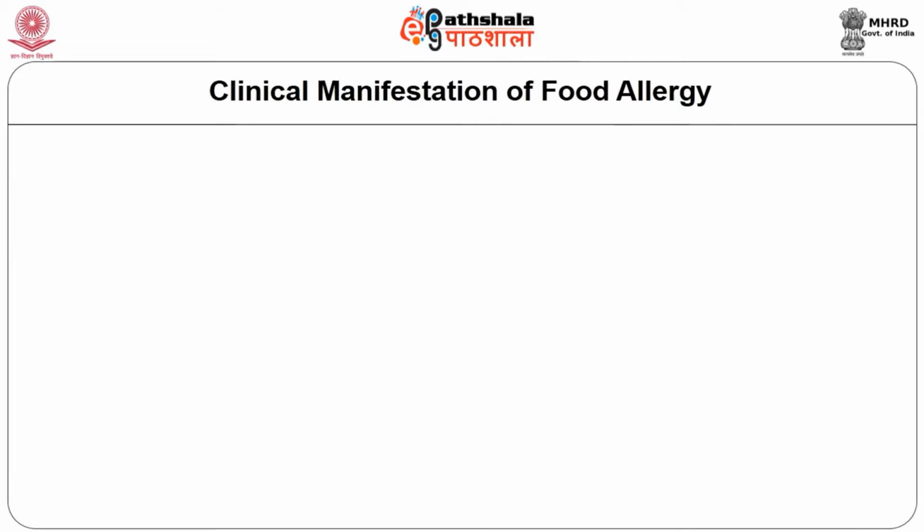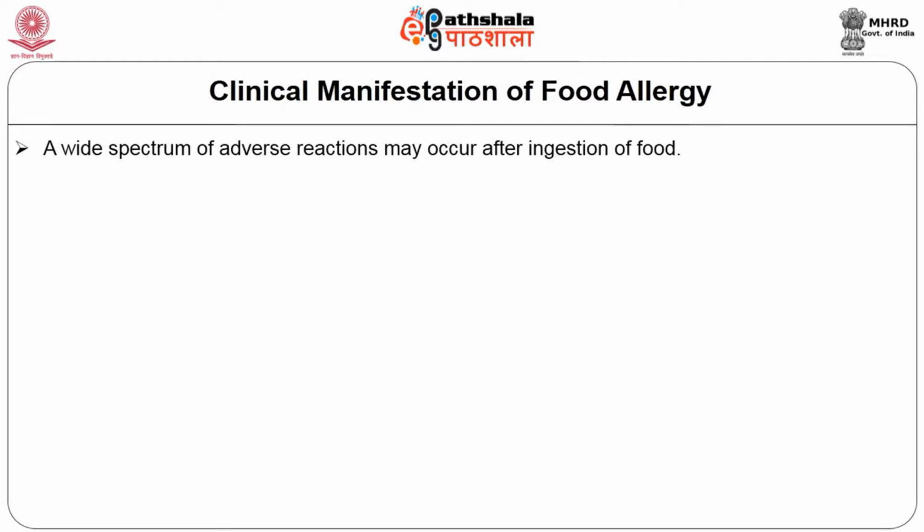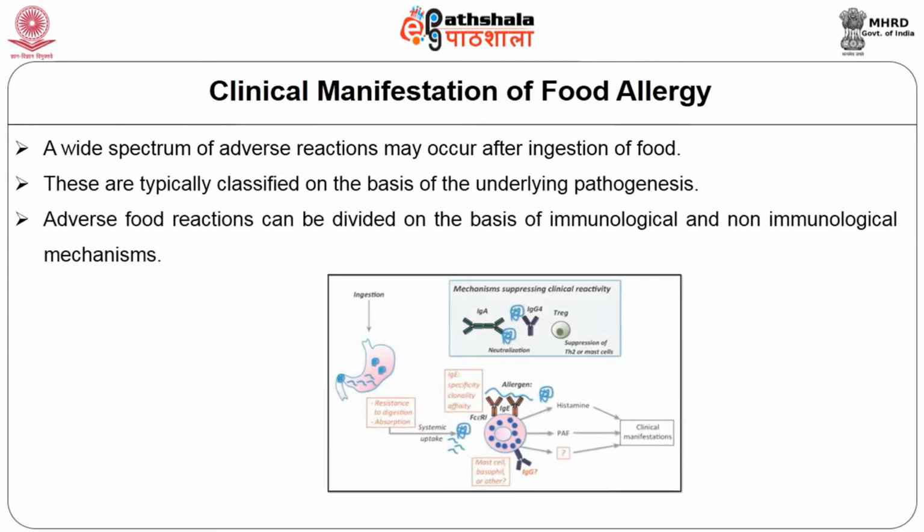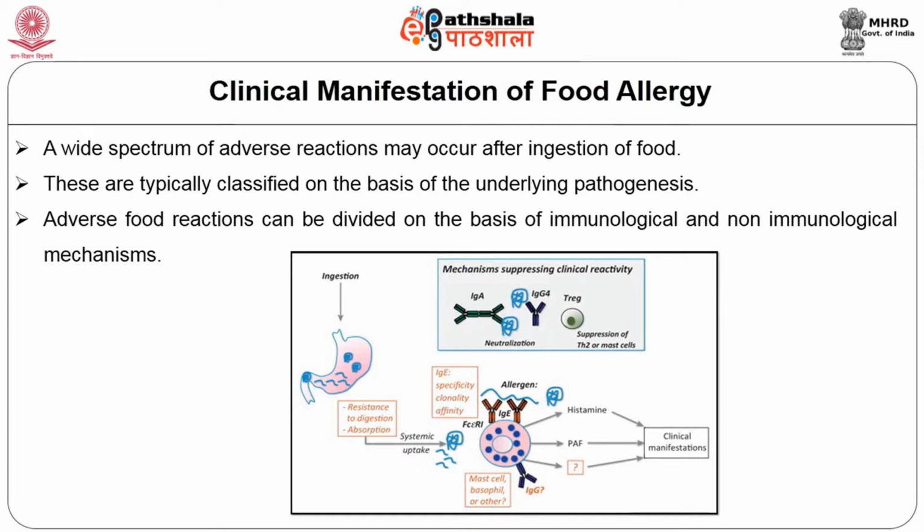Let us now understand the clinical terms, as to what actions and reactions exactly take place in our body after the ingestion of certain foods by certain individuals. There are many variations and we shall study them briefly. A wide spectrum of adverse reactions may occur after the ingestion of food. These are typically classified on the basis of the underlying pathogens. Adverse food reactions can be divided on the basis of immunological and non-immunological mechanisms.